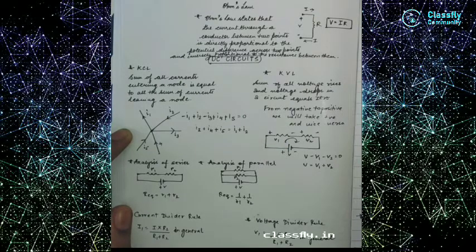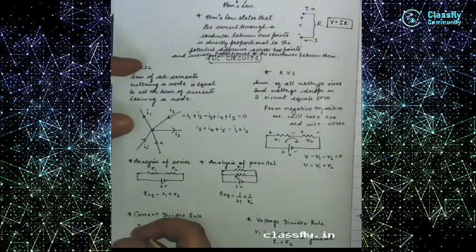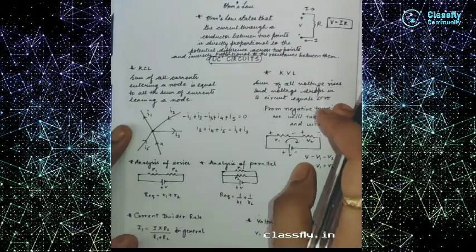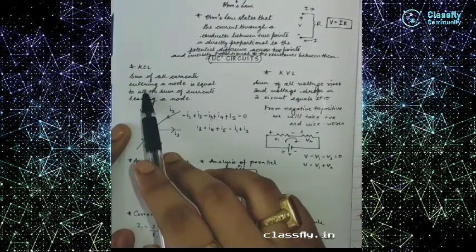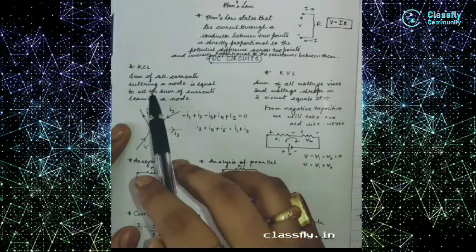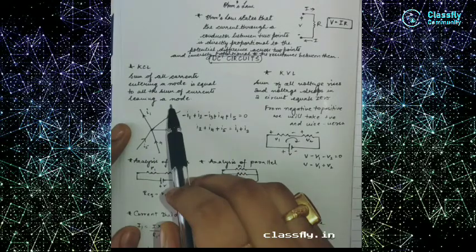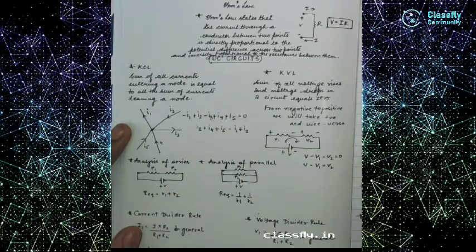Let's move on to the next, that is KCL and KVL. We did KCL in lecture 2 and KVL in lecture 3. So KCL states that the sum of all currents entering a node is equal to the sum of currents leaving a node. As I told you in the lecture, think of it as a train. If a train arrives at a station, it will have to leave the station, right? Or this train starting from an origin will have to come back to its origin.